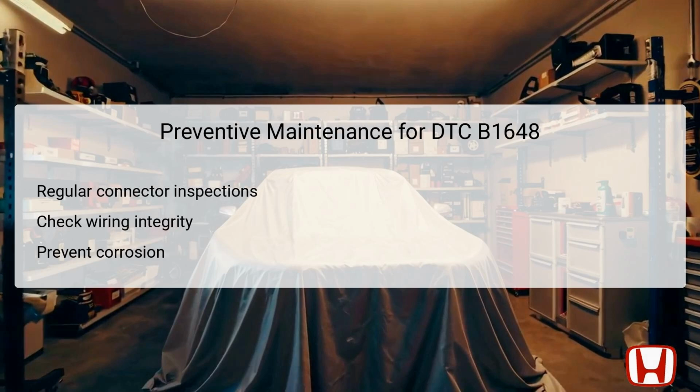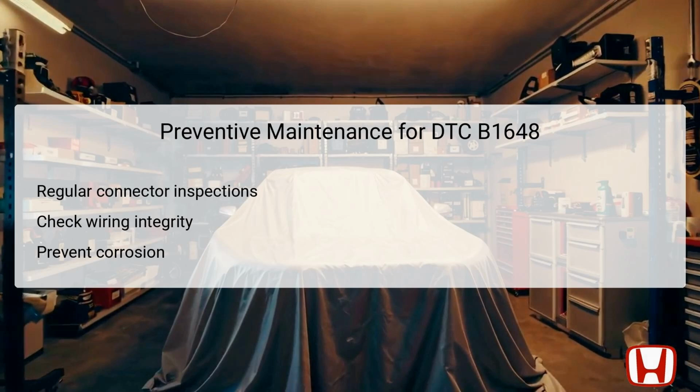To prevent the occurrence of DTC B1648 and ensure the longevity of the keyless entry system, implementing routine preventive maintenance is essential. Schedule regular inspections of the connectors and wiring associated with the left front antenna circuit to identify and address any signs of wear, damage, or corrosion early on.